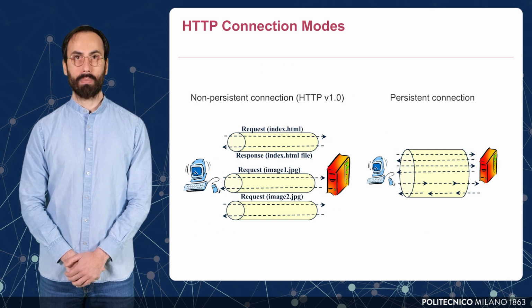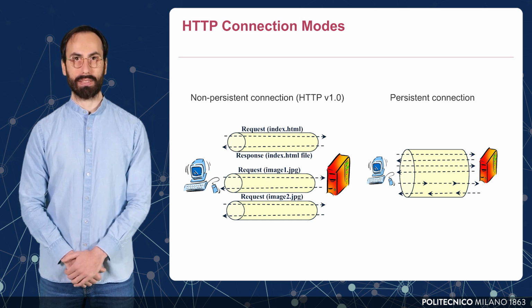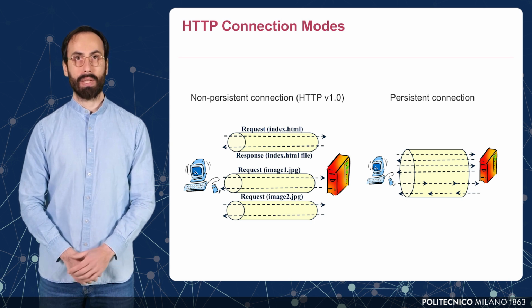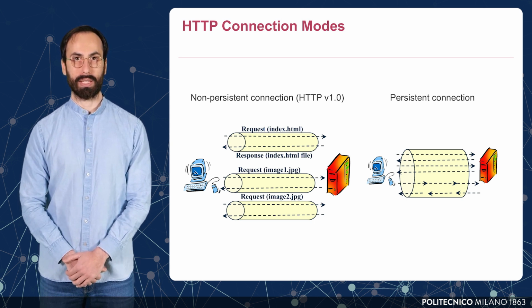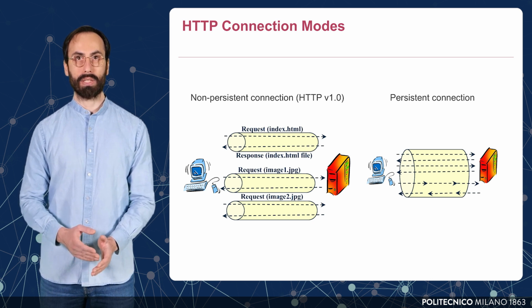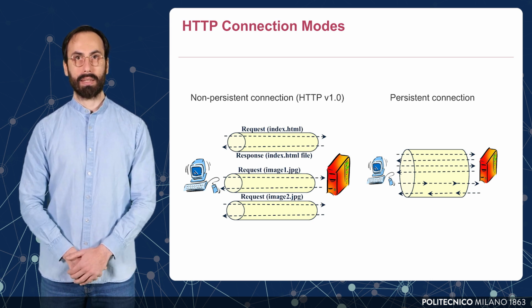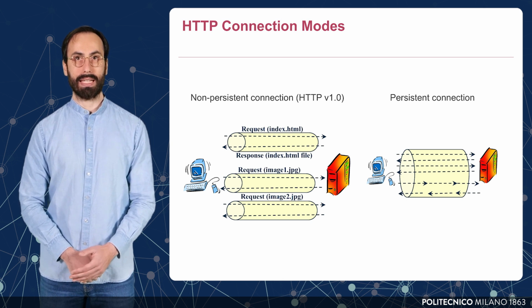HTTP supports two primary connection modes, non-persistent and persistent. Non-persistent connections establish a new TCP connection for each request-response pair, which can increase overhead and latency. In contrast, persistent connections maintain an open TCP connection for multiple requests and responses, improving efficiency and reducing delays.